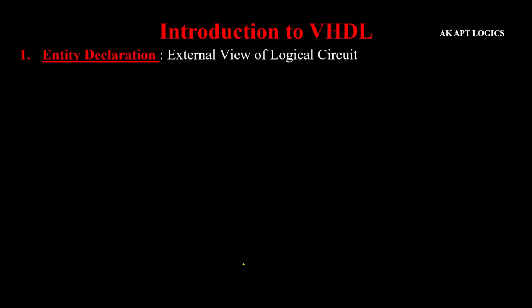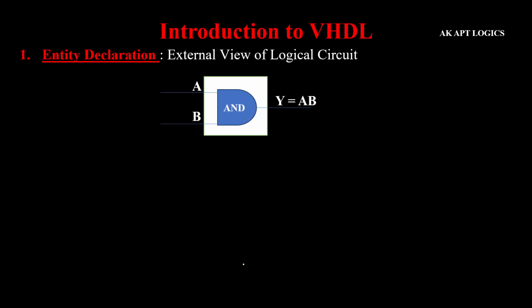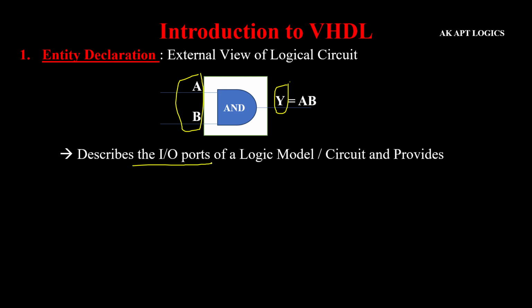Entity declaration: external view of a logical circuit. For example, let me take the AND gate. The external view means that outside this circuit we can see the inputs and the outputs. A and B are the inputs and Y is the output. To specify these inputs and outputs in the code, we have to use the entity. It describes the input and output ports. These things are called ports: input port and output port.